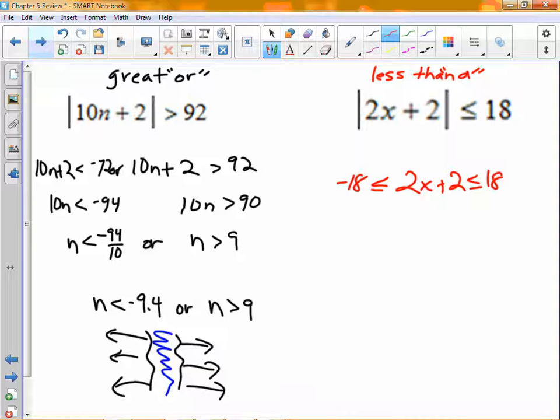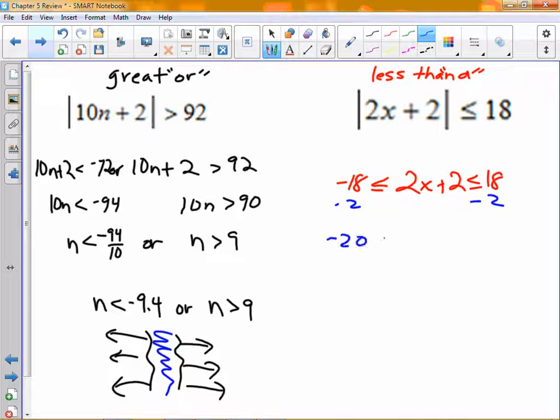If this same exact problem was sitting over here and it had greater than in it, then you would go 2x plus 2 is less than or equal to negative 18, or 2x plus 2 is greater than or equal to 18. Guys, all because of the original problem. So once you determine whether your final answer is going to have the word or in it, or the word and in it, that's how you know when to start the problem. So I'm going to subtract 2.